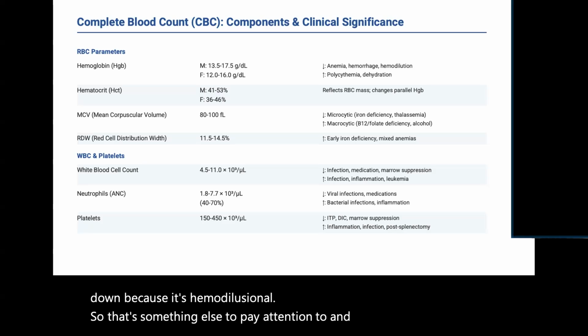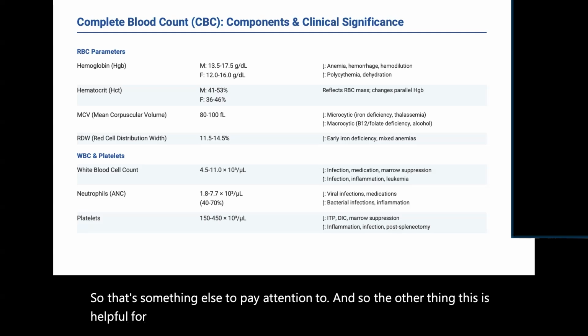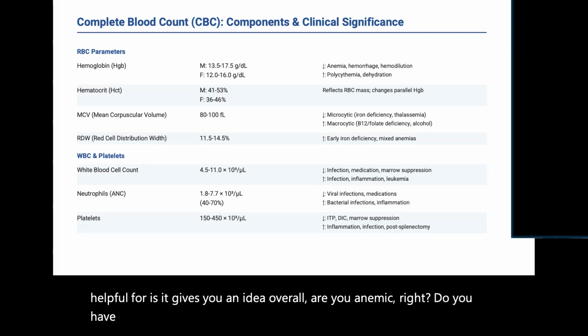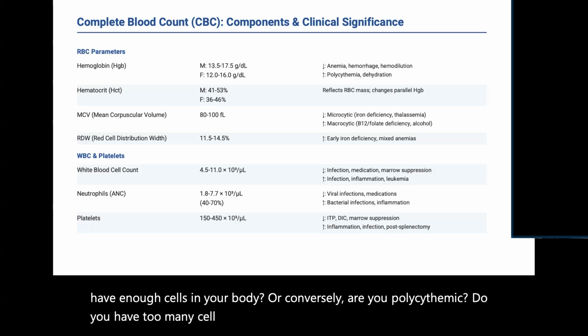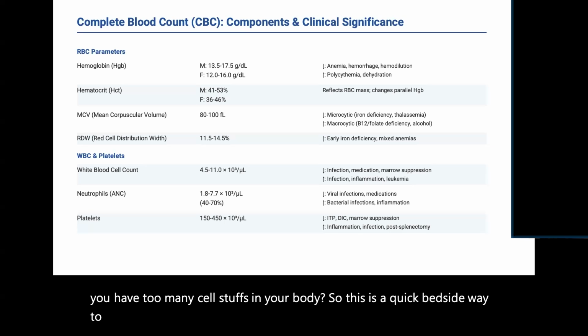The other thing this is helpful for is it gives you an idea overall: are you anemic? Do you have enough cells in your body? Or conversely, are you polycythemic? Do you have too many cells in your body? So this is a quick bedside way to estimate hemoglobin from hematocrit or vice versa, especially if you're in a resource-limited setting, right?